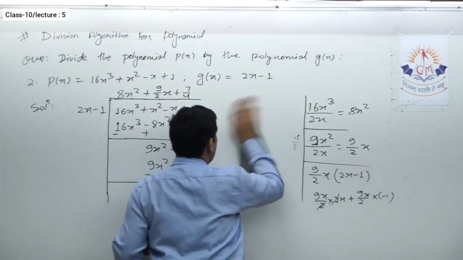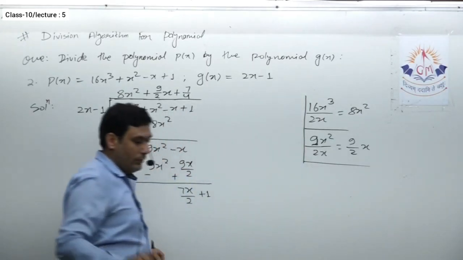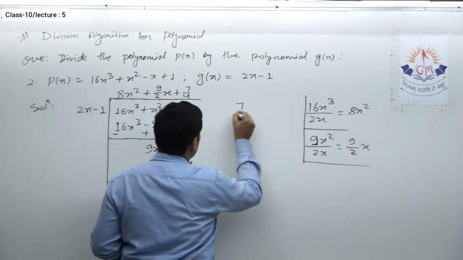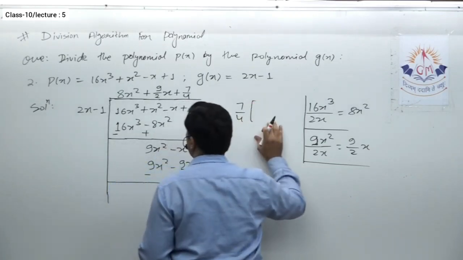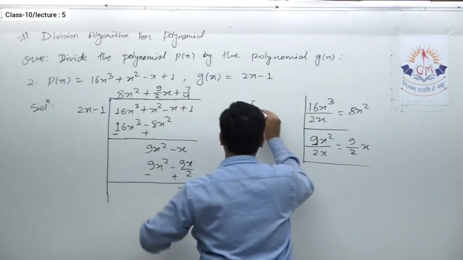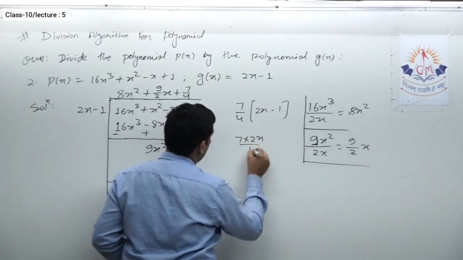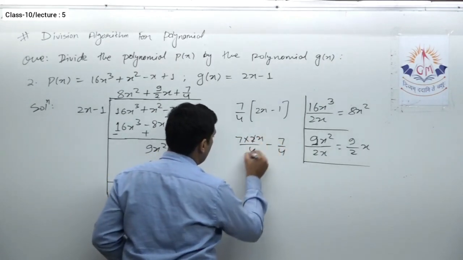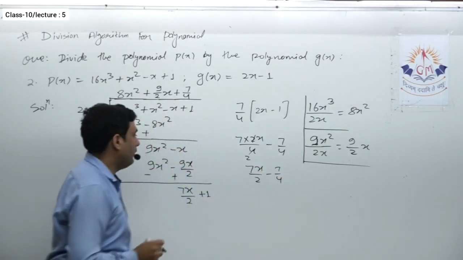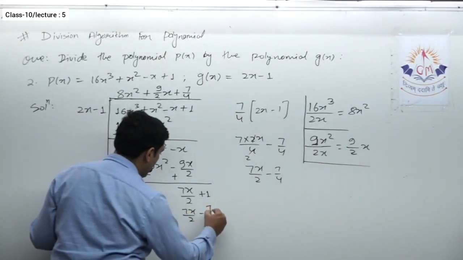Now again after obtaining that term I have to multiply this 7 by 4 with these two terms. For your convenience I am doing this separately, however that should be done orally. 7 by 4 into 2x minus 1 gives you 7 into 2x by 4 minus 7 by 4. Here I can cancel 2, so I will get 7x by 2 minus 7 by 4. So here I write 7x by 2 minus 7 by 4.